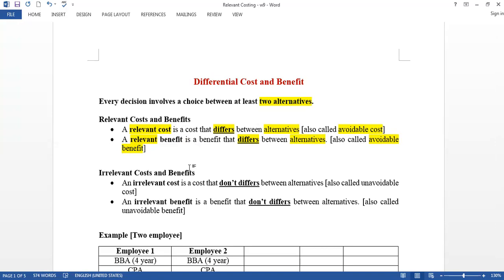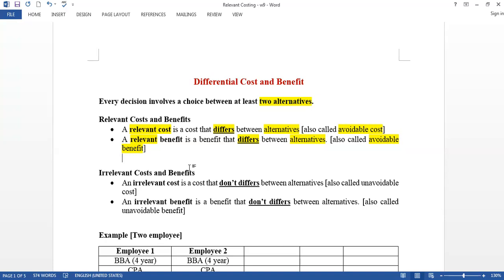Okay, to make a decision, there should be a difference between two alternatives. And how can we make sure that there is a difference? The keywords are relevant cost or relevant benefit, or avoidable cost and avoidable benefit. This means that there is a difference between two alternatives in terms of cost and benefit.